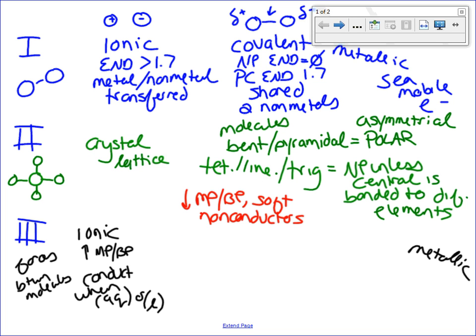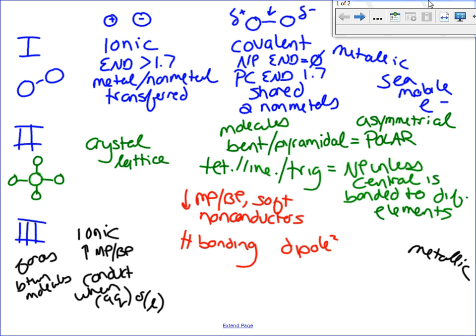There are 3 types of forces. Hydrogen bonding, dipole-dipole. I'm going to put dipole squared in the interest of time. And dispersion. Okay? Dispersion is if your molecule shape up here is nonpolar. It's dispersion. Nonpolar. That's symmetrical, nonpolar. Okay?